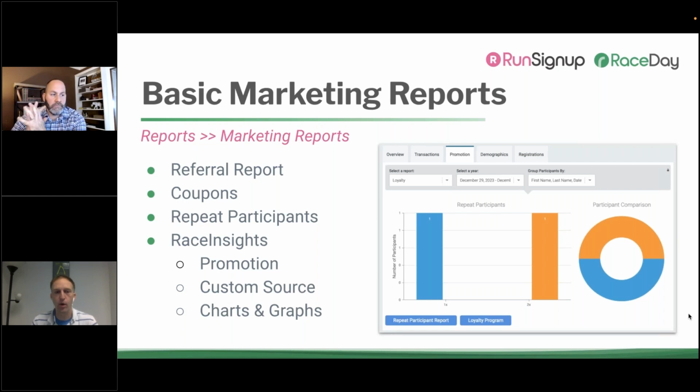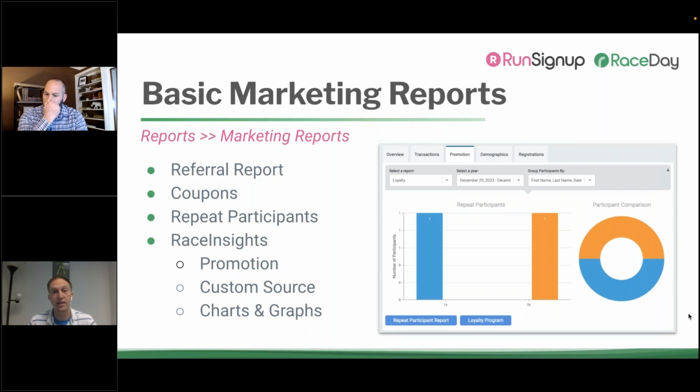So, basic marketing report. This goes back to that race insights dashboard that we briefly mentioned. That's the promotions tab. There's referral reports in here. There's coupon reports. You can see who's a repeat participant. So that's this loyalty report that's on the right side. You can see how many people have done the race year over year. And then at the bottom, you can click the little button for the repeat participant report to actually see who those repeat participants are. So then you can devise a coupon and create that auto-applied coupon and download and send that custom list to people who've done the race 5 times or 10 times.